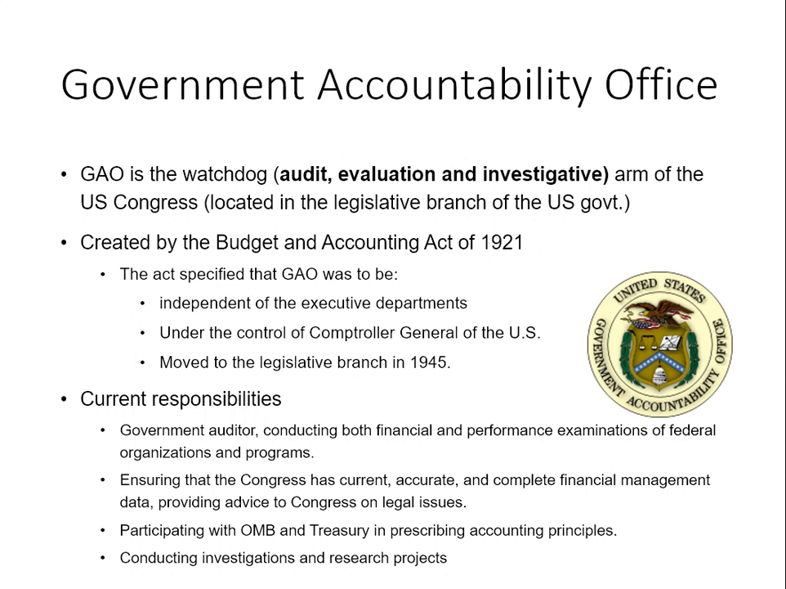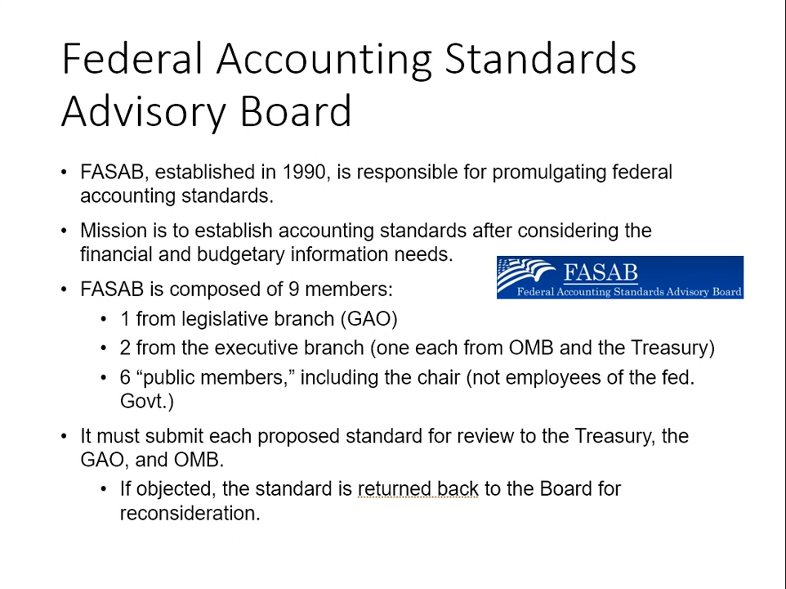So who is actually regulating the accounting work for the federal government? Let's talk about the Federal Accounting Standards Advisory Board, FASAB. FASAB was established in 1990. Right. FASAB is responsible for promulgating federal accounting standards. Its mission is to establish accounting standards.